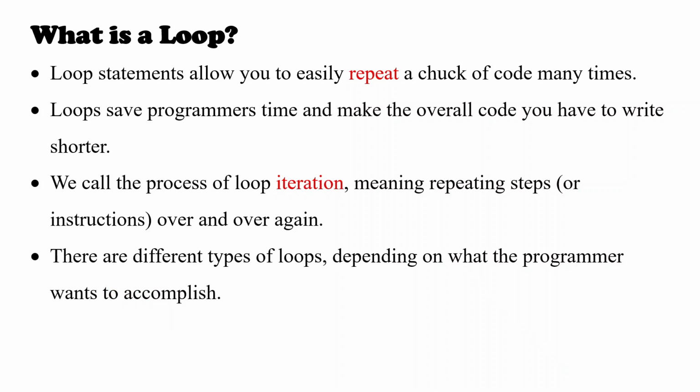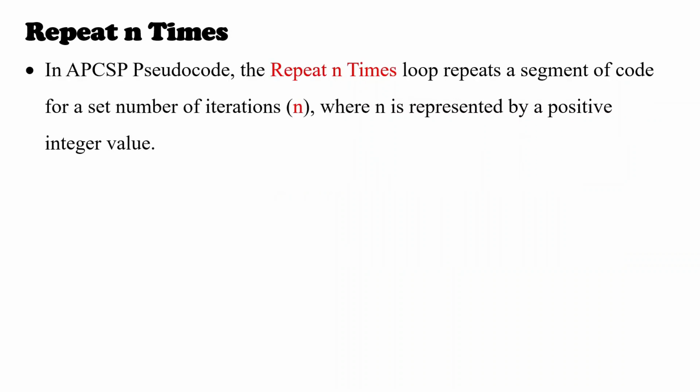Each programming language has different types of loops, different loop syntaxes, but in general, most programming languages have two basic types of loops. And that's what the CSP exam is going to cover: these two basic types of loops, the repeat n times and the repeat until loop. So let's go over the repeat n times loop.